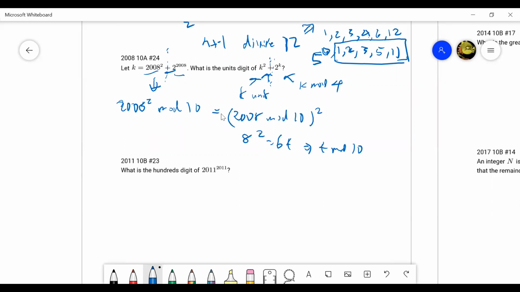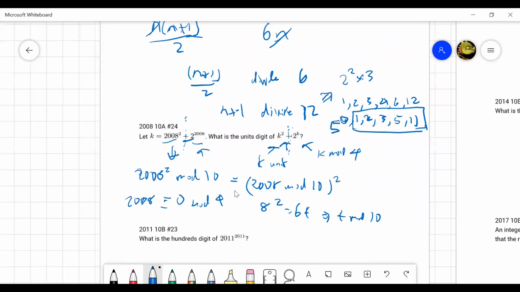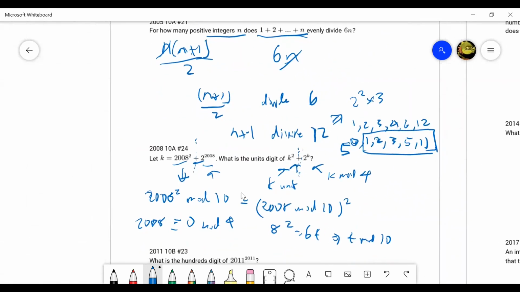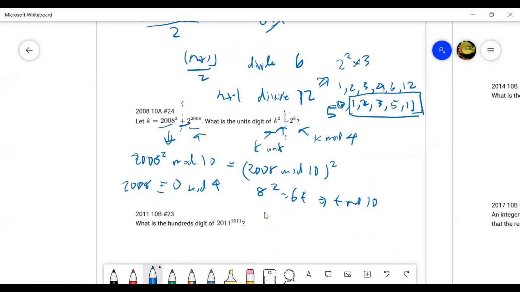So next half is 2 to 2008. We know that 2008 is 0 mod 4. It's easy to see it's divisible by 4, so that's why. And that means that it's going to correspond to 2 to the 4th, or 16. So what that means is that this unit digit has to be 6.